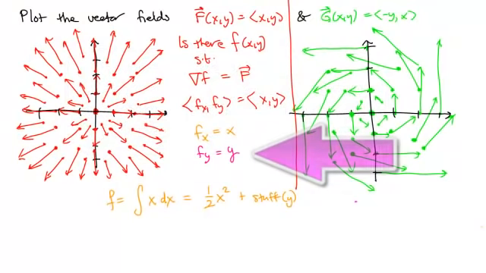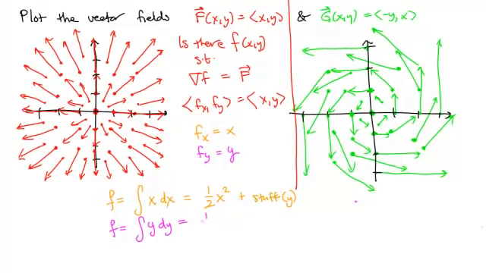However, the second equation says that f should be the antiderivative of y with respect to y. That means that it should look like 1/2 y squared plus anything that didn't involve y, so stuff with x's. Could we put these two things together? Could we find a function that satisfies both of these statements at the same time?